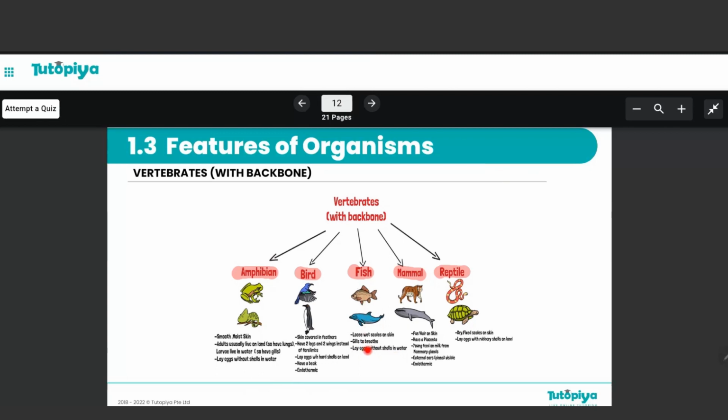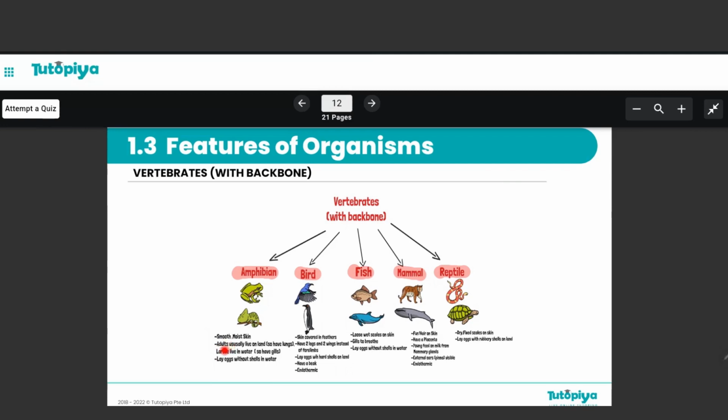Then moving on to the second group of vertebrate animals, which are the amphibians. Now, when we think about the amphibians, this includes animals such as the frog, the toad, the salamander, and so on. So let's take a look at the features of these organisms. Now, the amphibians, they have smooth, moist skin. They have moist, slimy skin.